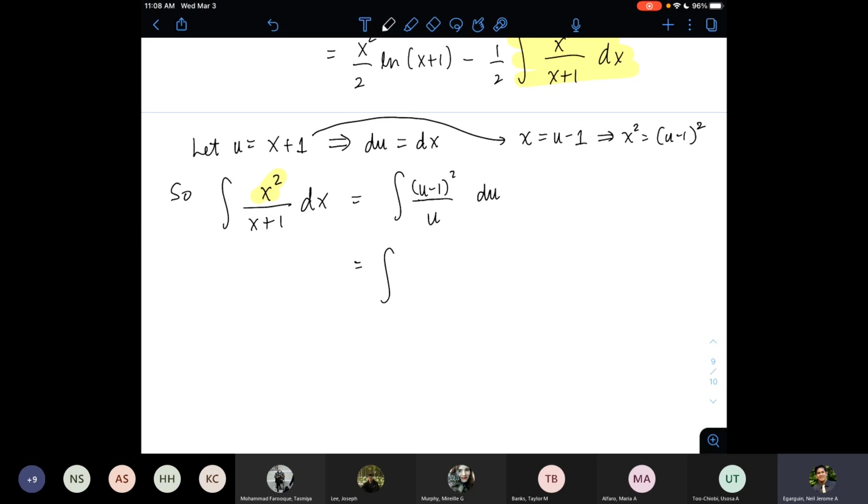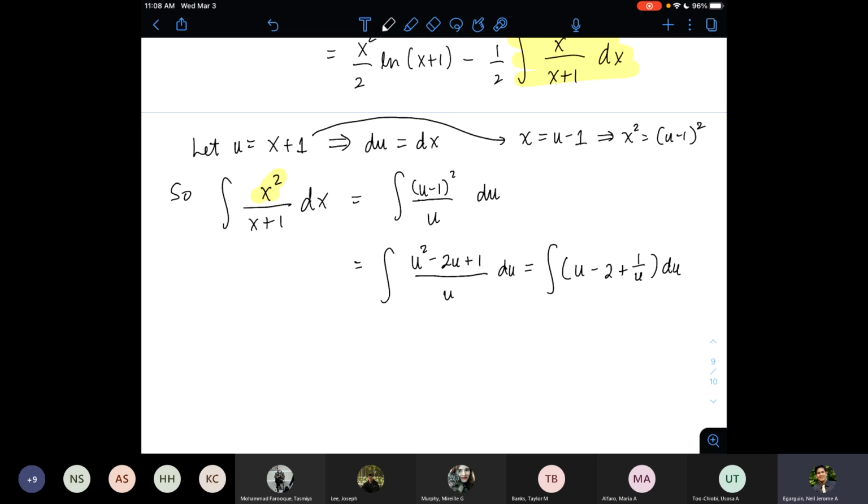And then we expand the numerator, so it's going to be u squared minus 2u plus 1 all over u du. And then we can divide the division term by term, because this is the good thing about this particular form, because the denominator happens to be a monomial, so we can simply divide all terms in the numerator by u. So we'll have u minus 2 plus 1 over u du.